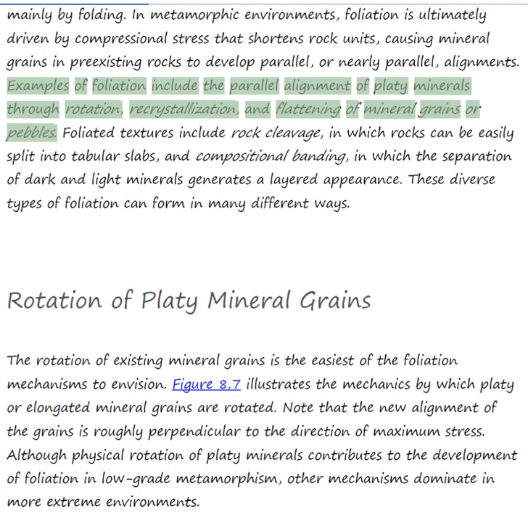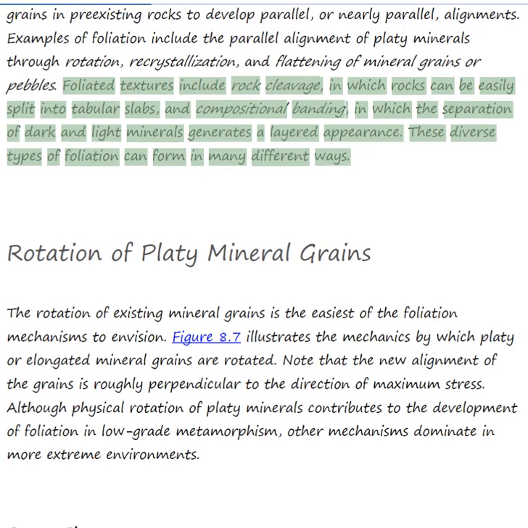Examples of foliation include the parallel alignment of platy minerals through rotation, recrystallization, and flattening of mineral grains or pebbles. Foliated textures include rock cleavage, in which rocks can be easily split into tabular slabs, and compositional banding, in which the separation of dark and light minerals generates a layered appearance. These diverse types of foliation can form in many different ways.